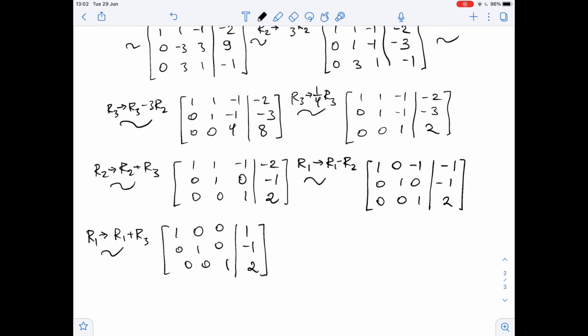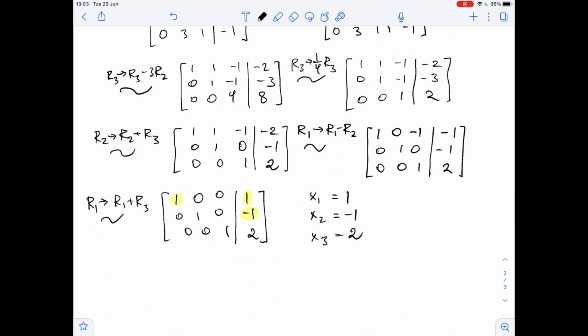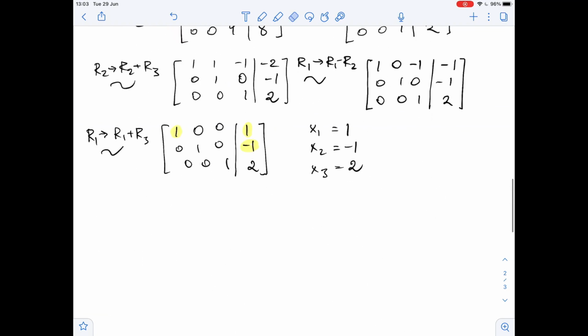So as you can see, we got our row echelon form, and from this we get that x1 equals 1, x2 equals negative 1, and x3 equals 2. Oh, sorry, I think we had x, y, z here. So then y equals negative 1, and z equals 2.